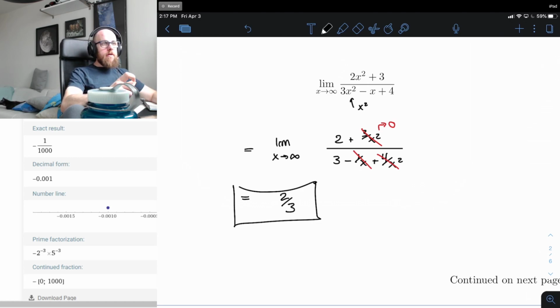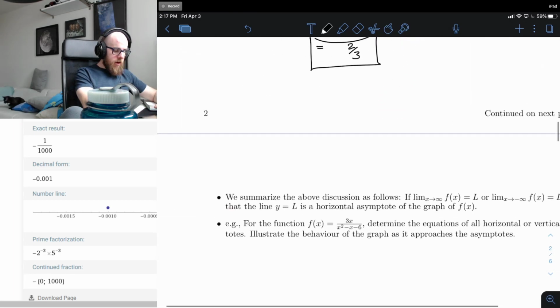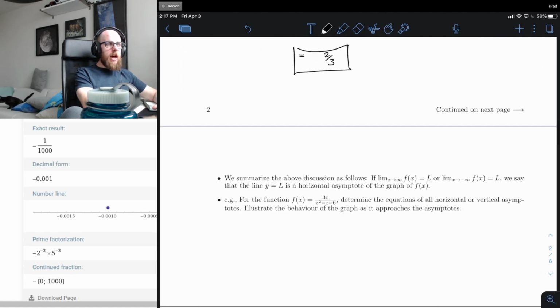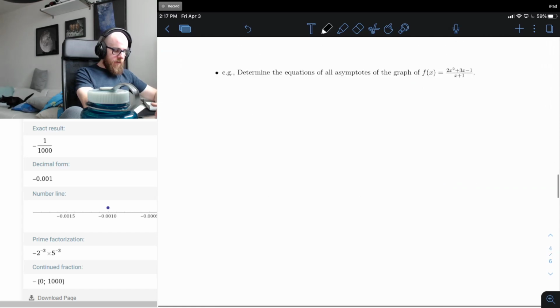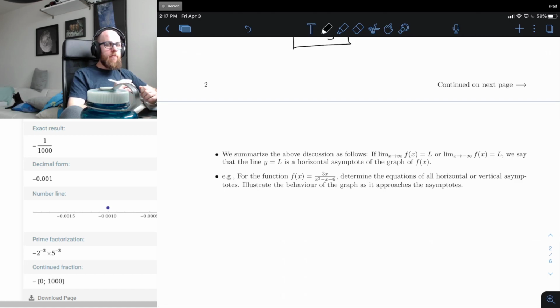Okay. And that's about it for taking limits. Hopefully that's not so bad. Okay, so let's tie all this together now. I think I have two more quick examples, but we're going to bridge everything together. We're going to talk about both vertical and horizontal asymptotes in one example.